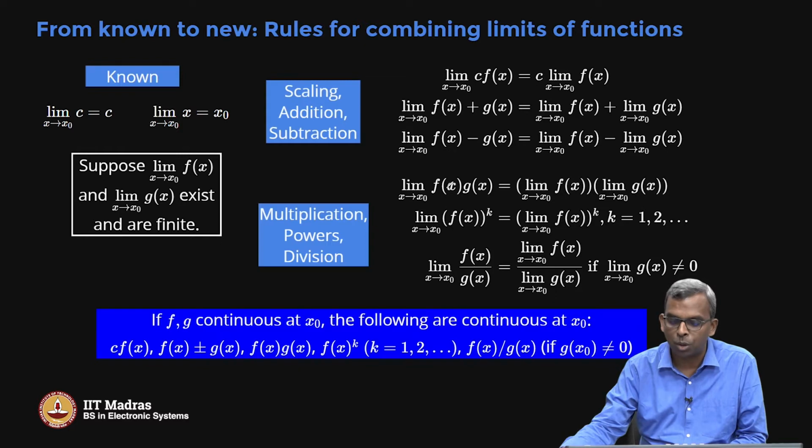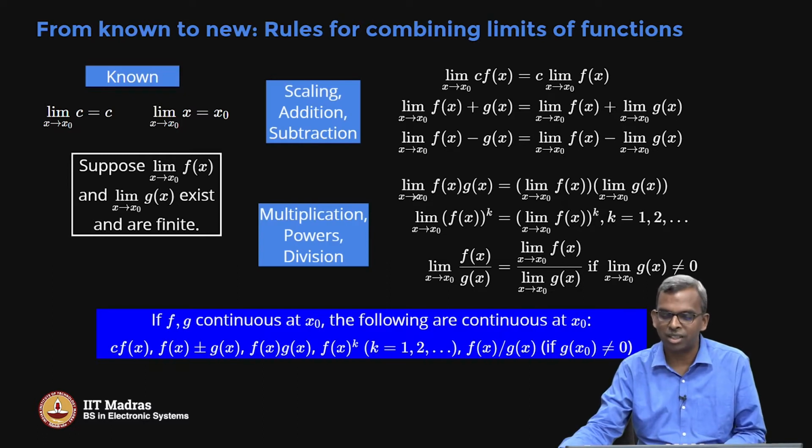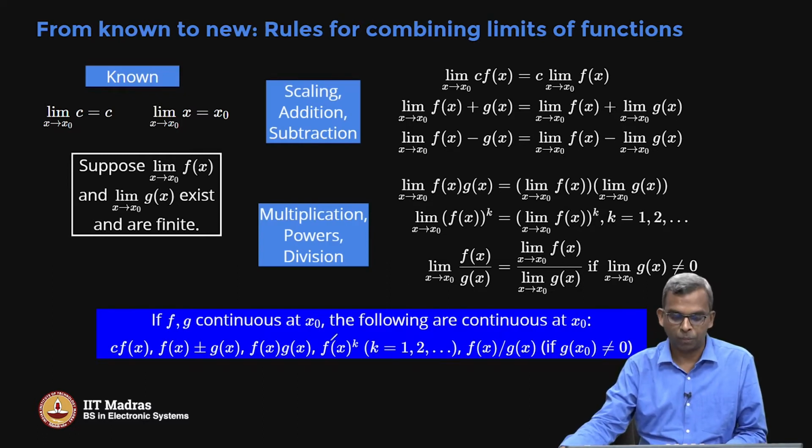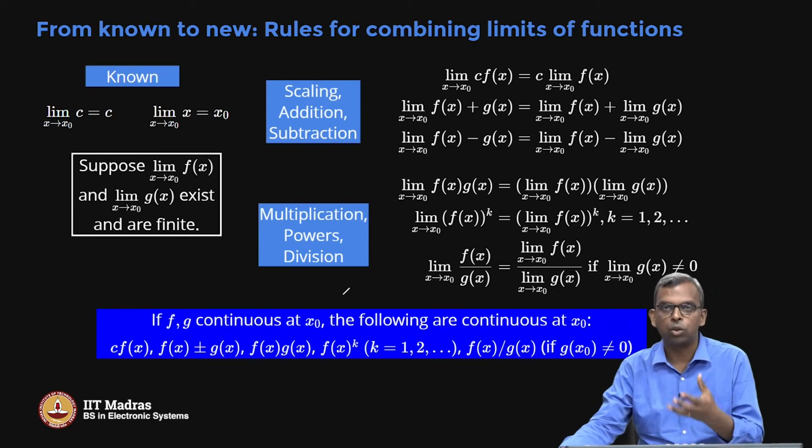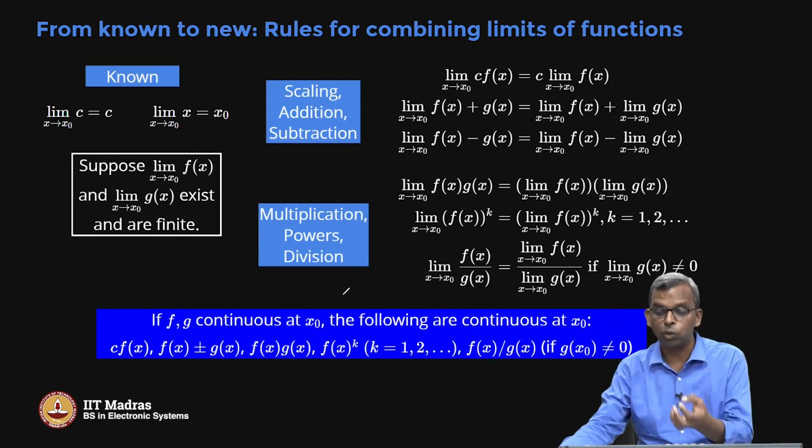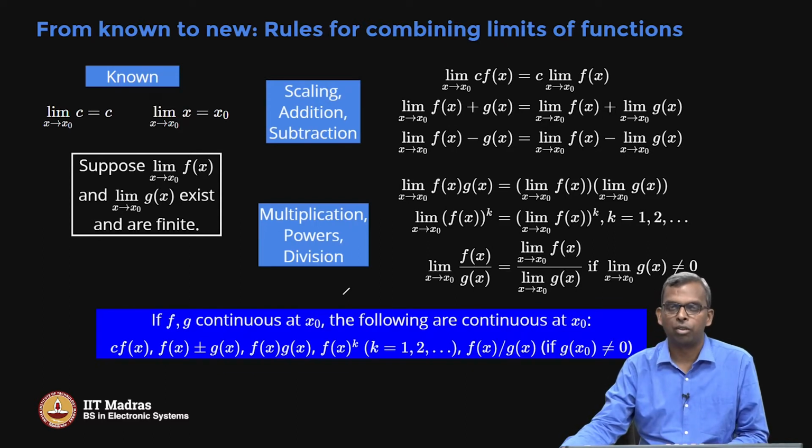For instance, let me just talk about this one alone. Supposing this limit is f(x naught) and this limit is g(x naught), then the limit of the product is f(x naught) times g(x naught). So if these two are continuous, then the product is continuous also. From known continuous functions, just the constant and identity, we can quickly see that a lot more functions will be continuous at various points. That also depends on these rules for combining limits of functions.